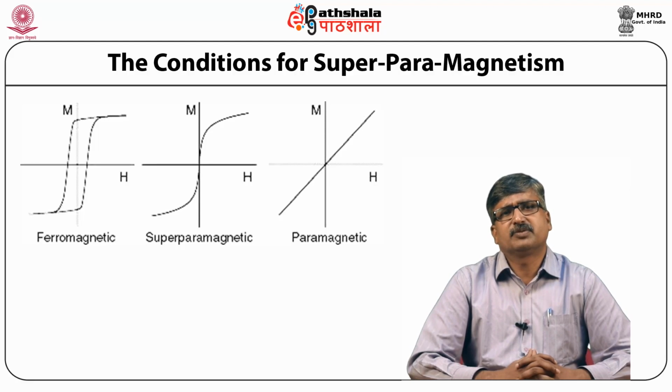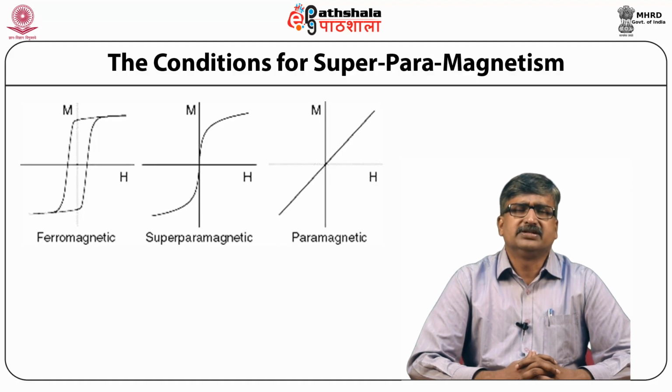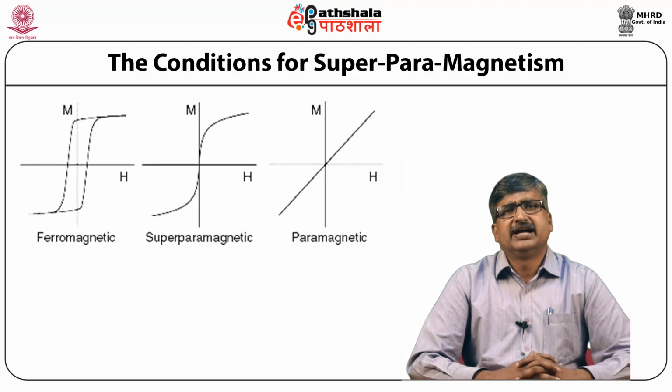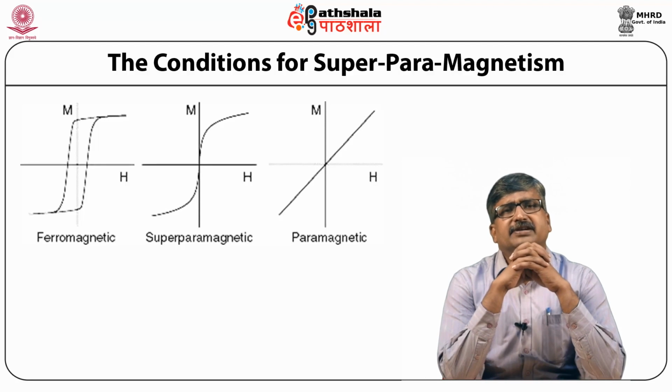Here, a few of the properties of superparamagnetism are listed below. The first one is the coercivity, which is zero. The magnetization measured as a function of field at different temperatures is superimposed when plotted as a function of H by T.